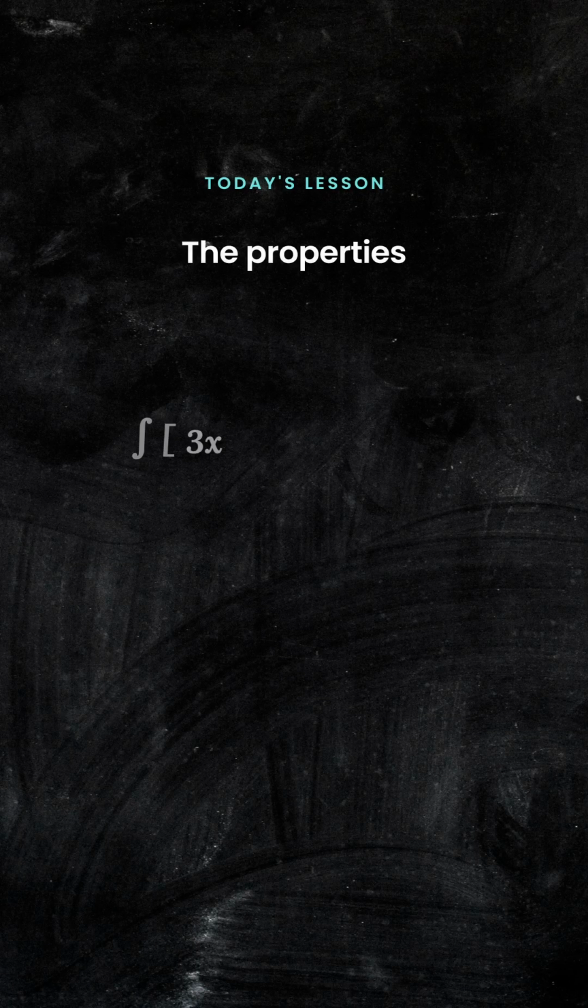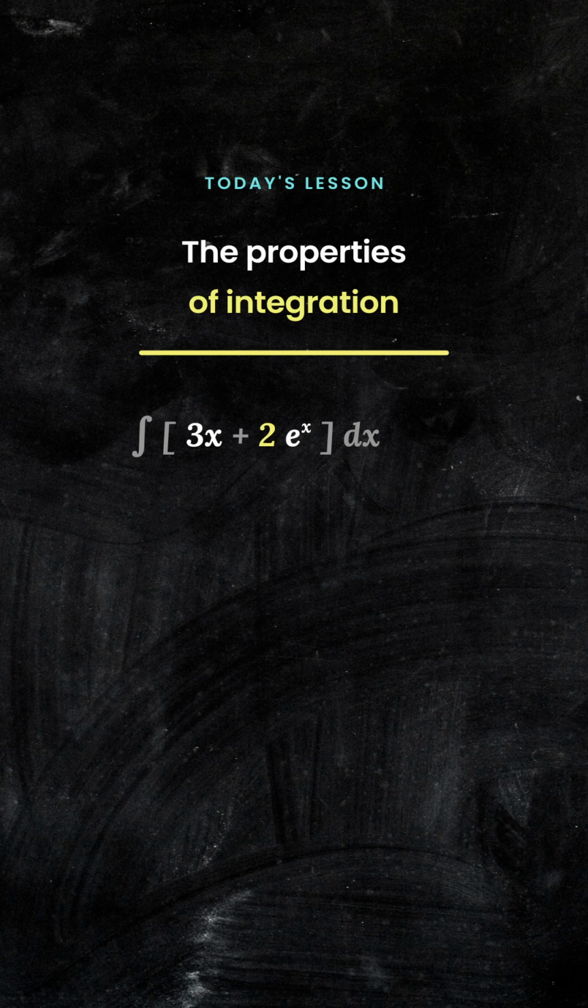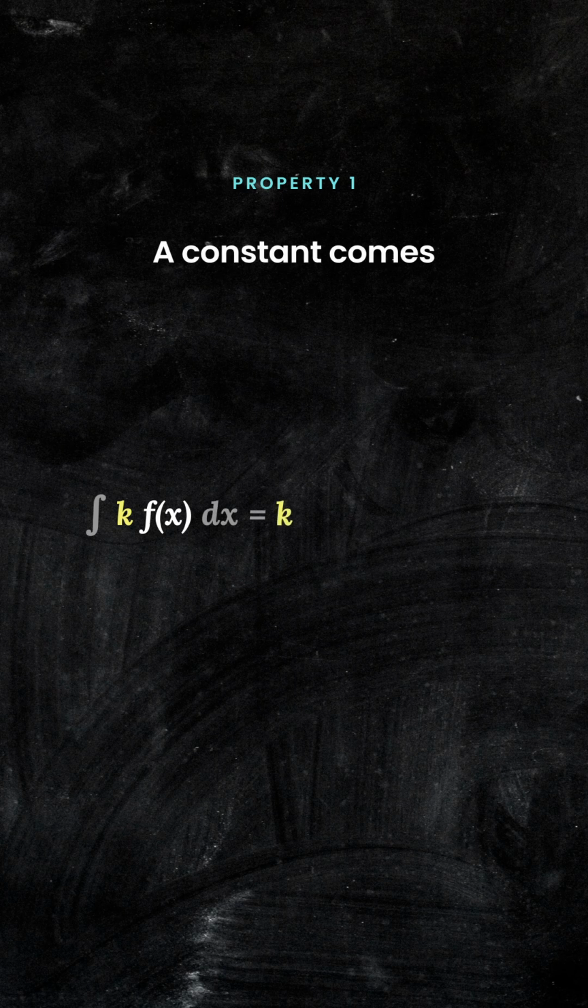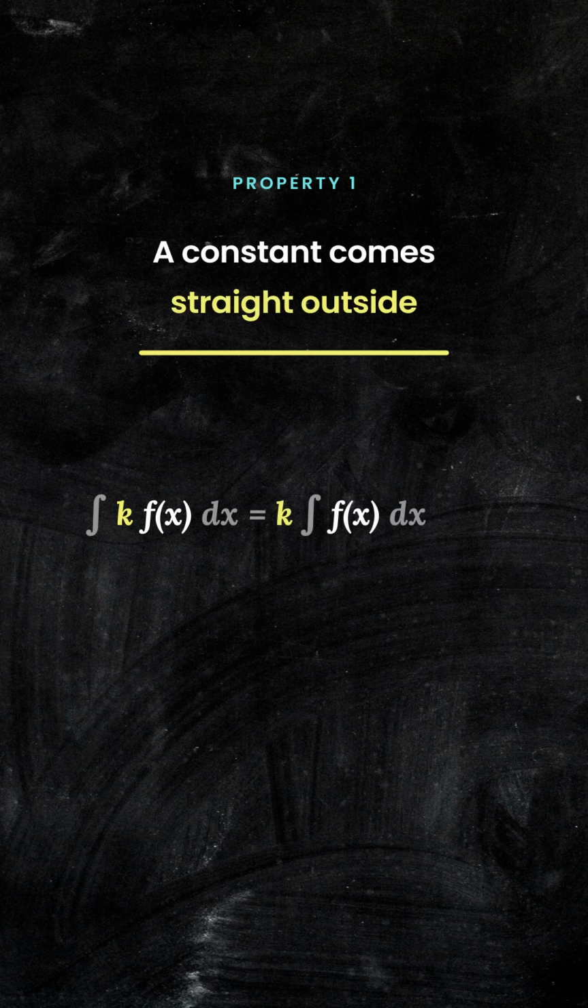The properties of integration are characteristics that help us break down integration operations and simplify them. For example, if we see a constant multiplied by a function that we want to integrate, we take the constant outside and integrate the f of x. Then we take the result and multiply it by the same constant.